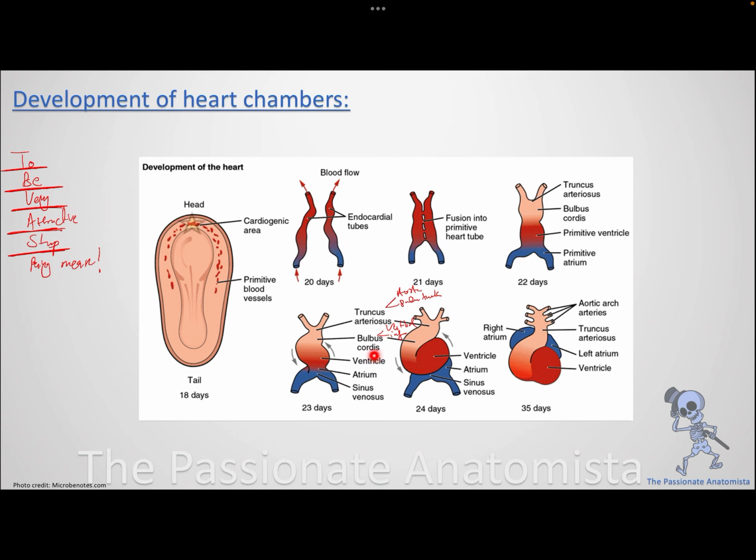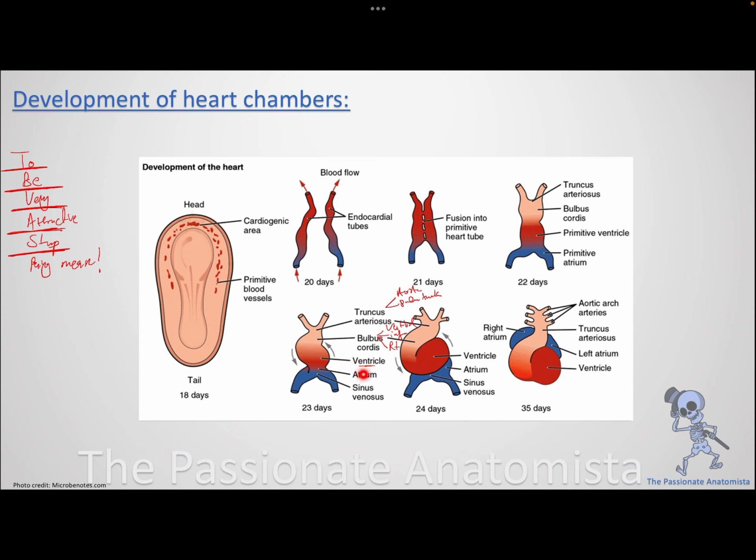But for the right ventricle, that's going to come from the proximal end of the bulbus cordis. So the bulbus cordis is not going to give you only the vestibule and the infundibulum of right and left ventricles. It's going to give you also the rough part of the right ventricle. So one extra point here, the right ventricle rough part. And the ventricle itself is going to give the rough part of the left ventricle.